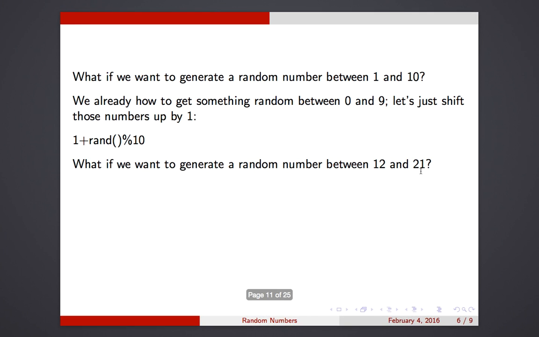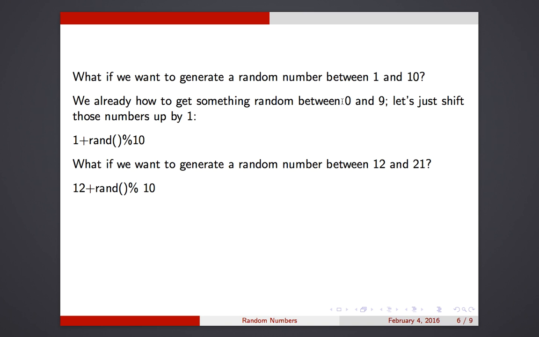So what if you have some other range? I don't know, 12 and 21, right? How would you think about that? Well, we can just take what we did, right? This is still saying give me a random number between blah and blah, and there's 10 options, right? 12, 13, 14, 15, 16, 17, 18, 19, 20, 21. 10 options, all in a row. And those 10 options start with 12, just like these 10 options start with 1.